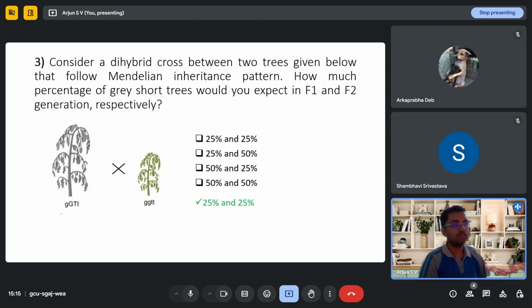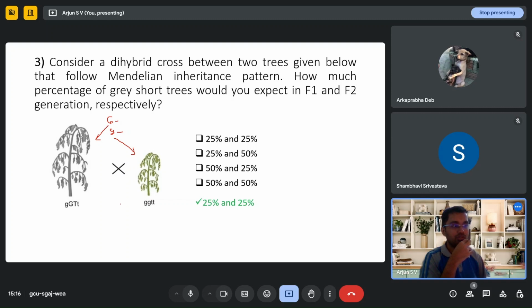So we know that, I'll just write it here, G is the gray one, and small g is the green one, so green short plants. And the same goes for the T as well. The capital T will be your tall plants, and the small t will be your short plants.